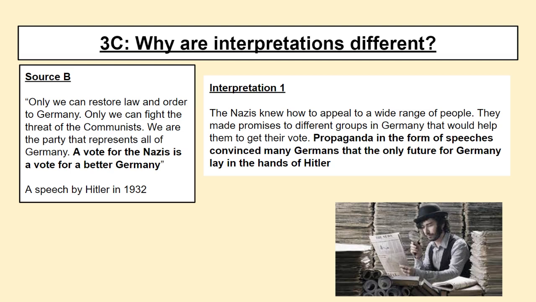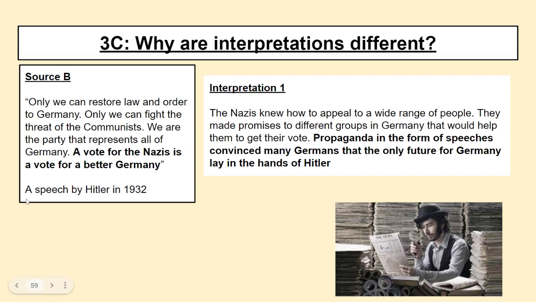And you can see that I've highlighted some stuff from source B. A vote for the Nazis is a vote for a better Germany. And it kind of matches up with the end of interpretation 1. Propaganda in the form of speeches convinced many Germans that the only future for Germany lay in the hands of Hitler. There's a match there.